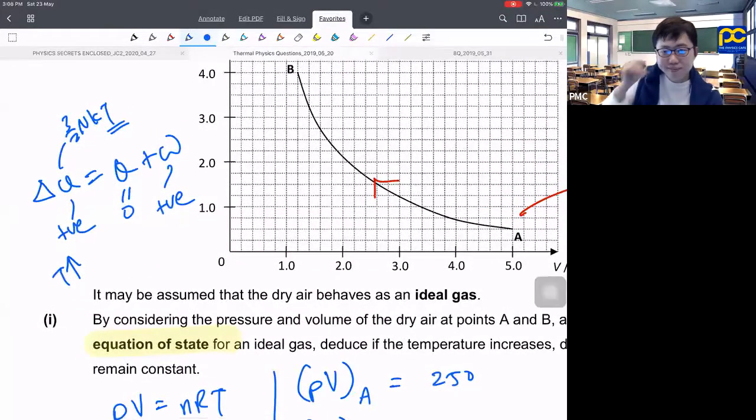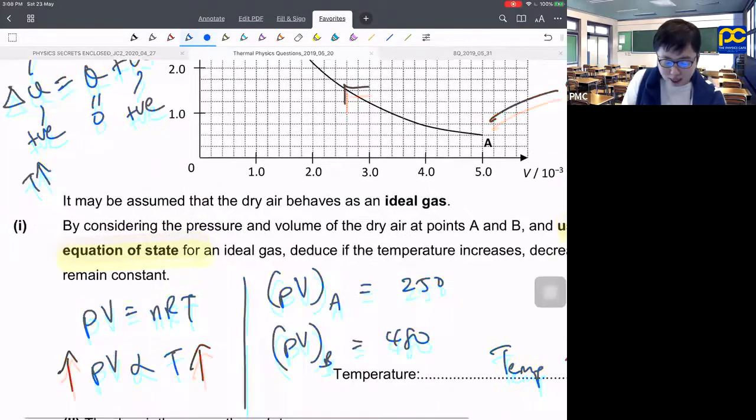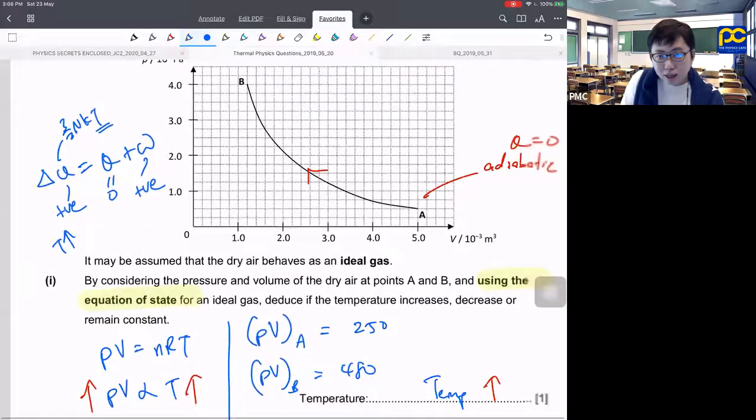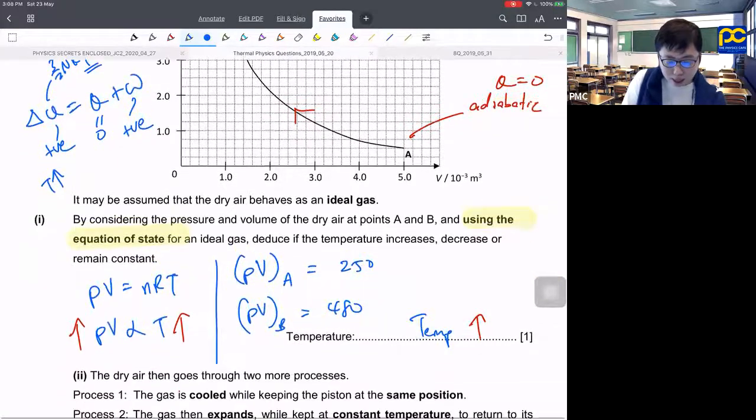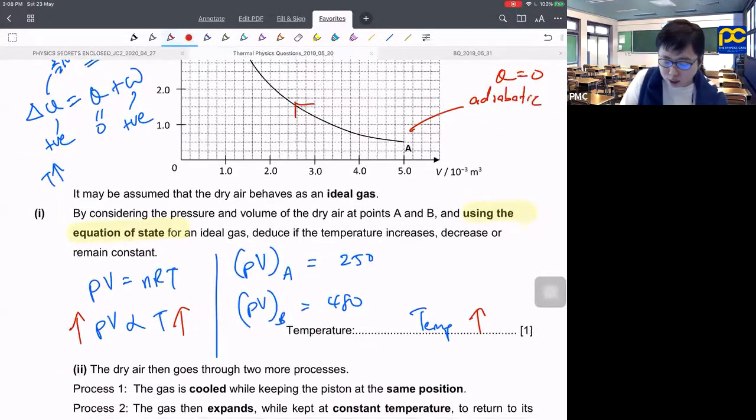Say yes. Yes. But however, do you think you get 1 mark? No. Why is it that you didn't get 1 mark? What's the command word in the question? Command word.